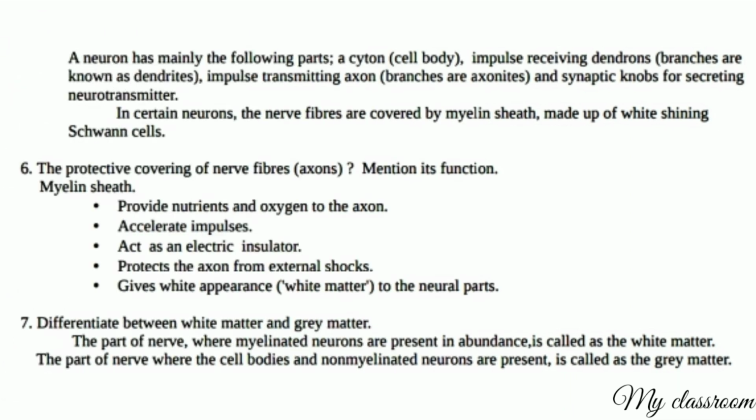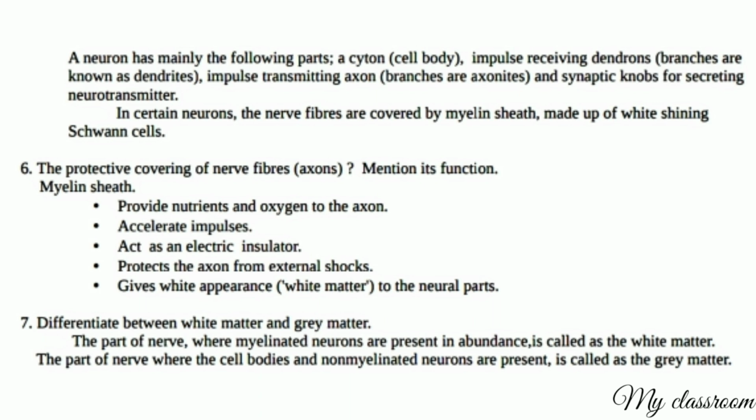A neuron has mainly the following parts: a cyton or cell body, impulse-receiving dendrons. Branches are known as dendrites. Impulse-transmitting axon. Branches are axonites. And synaptic nerves for secreting neurotransmitter. In certain neurons, the nerve fibers are covered by myelin sheath made up of white shining Schwann cells.